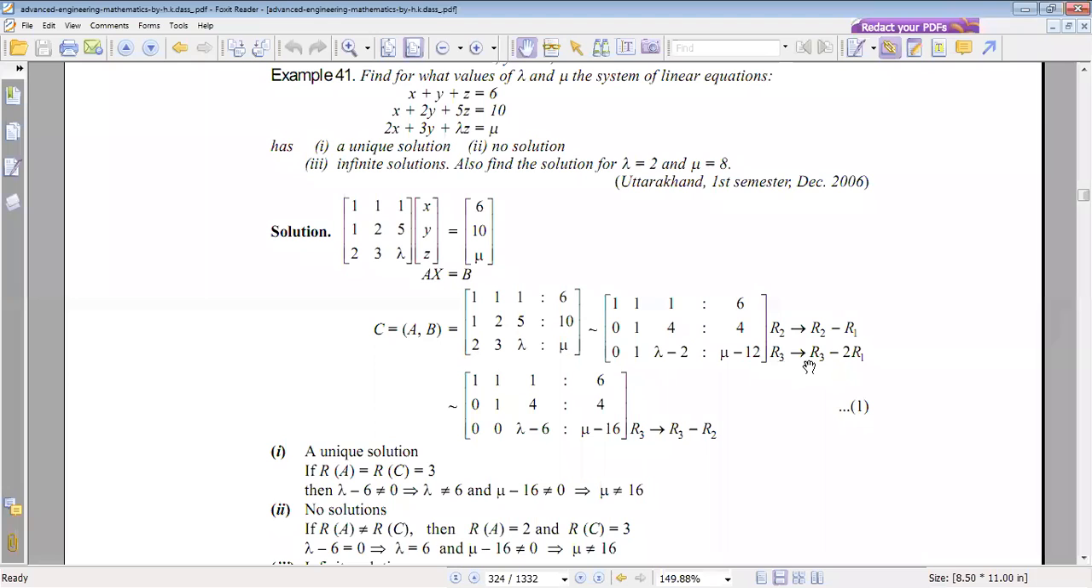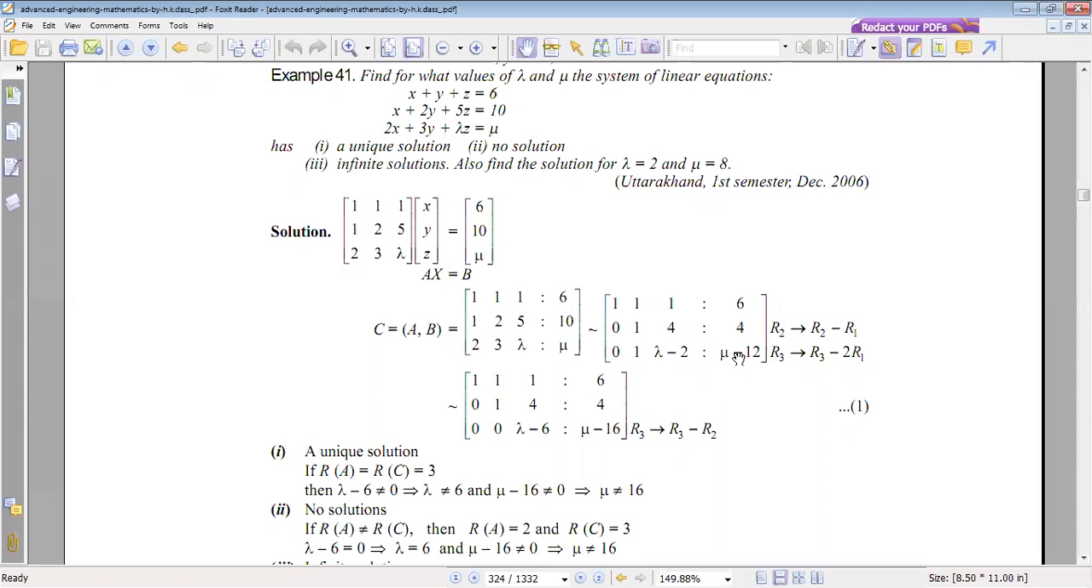Again row 3 tends to row 3 minus 2 row 1. So 2 minus 2 into 1, that means 2 minus 2, which is equal to 0. Again 3 minus 2 into 1, that means 3 minus 2, which is equal to 1. And lambda minus 2 into 1, that means lambda minus 2. Same way, mu minus 2 sixes are 12, mu minus 12.